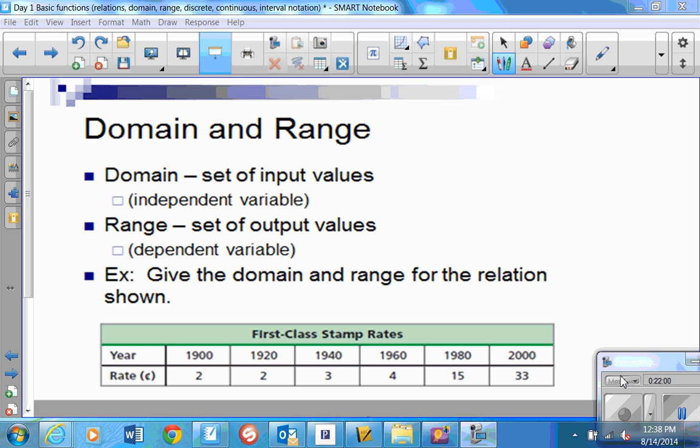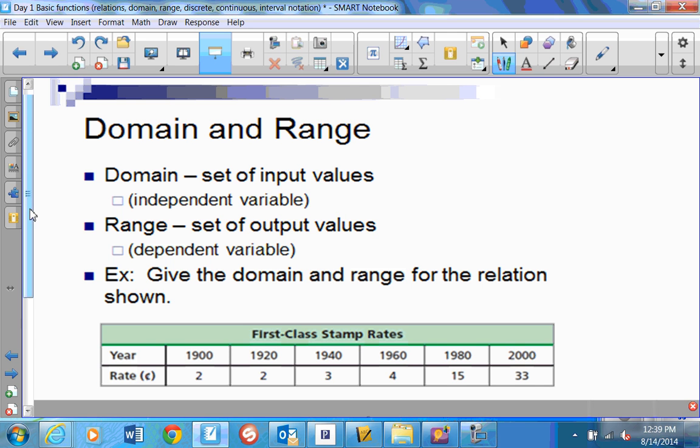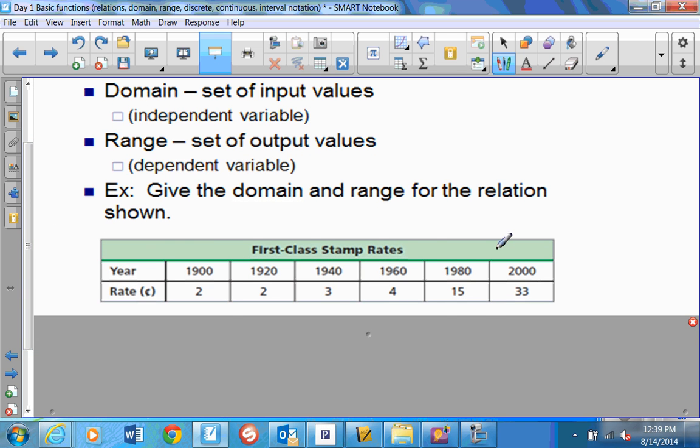Okay. Makes sense, I hope. So the domain, as we said, is the input values. It's the independent variable. The range is the set of output values. It's the dependent variable. So if I said give the domain and range for this relation, what's the domain? The x's: 1900, 1920, 1940, 1960, 1980, 2000. And the range? 2, 3, 4, 15, and 33.